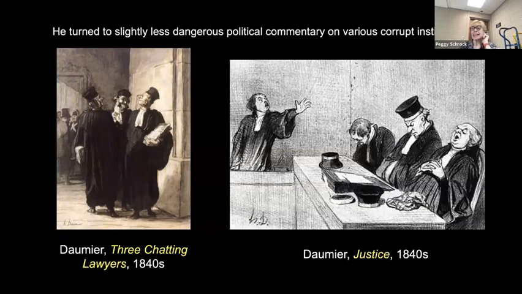He got a little scared after the 6 months in jail, so he kind of left Louis Philippe alone, but he still criticized his community, his world, and looked at the sort of corrupt institutions. And he looks at all the institutions because they were all sort of corrupt.